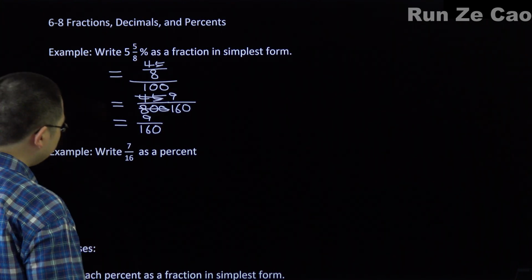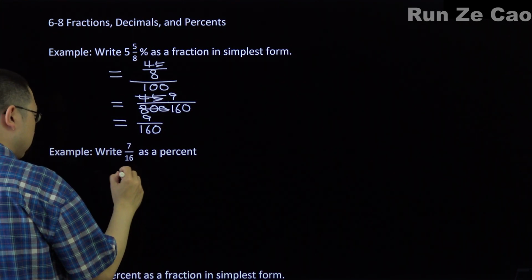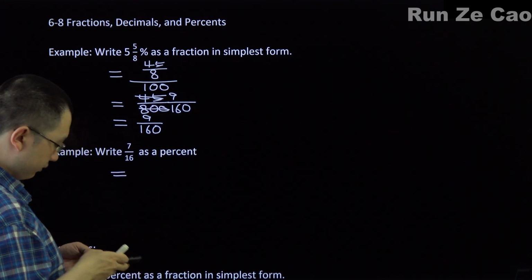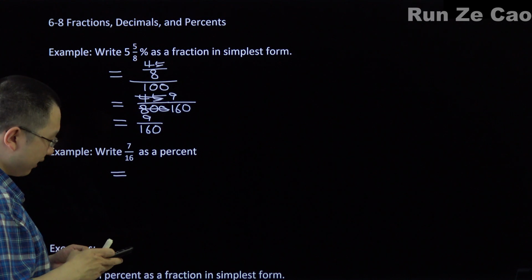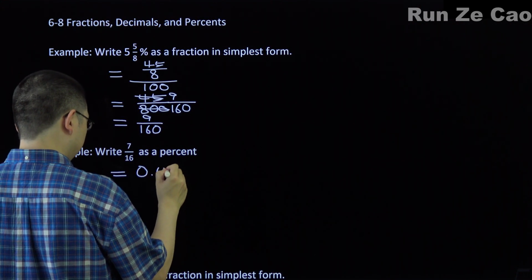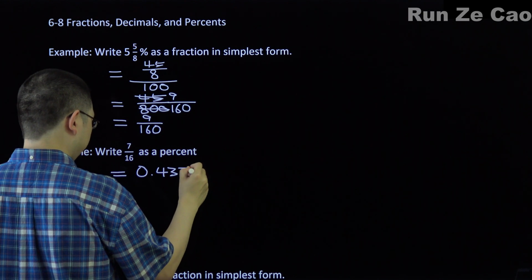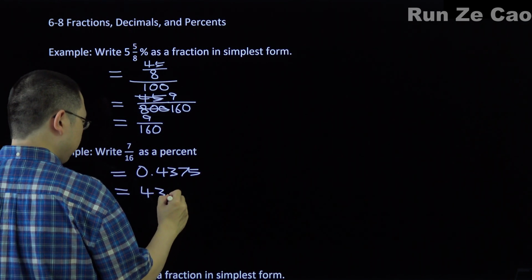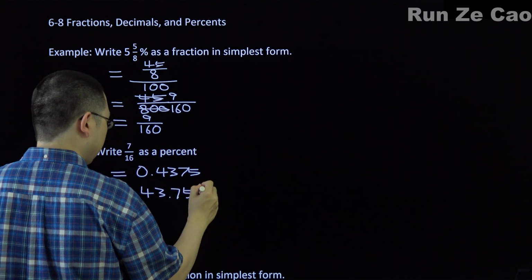Now write 7 over 16 as a percent. Well, we use a calculator. 7 divided by 16 is equal to 0.4375, which is equal to 43.75%.